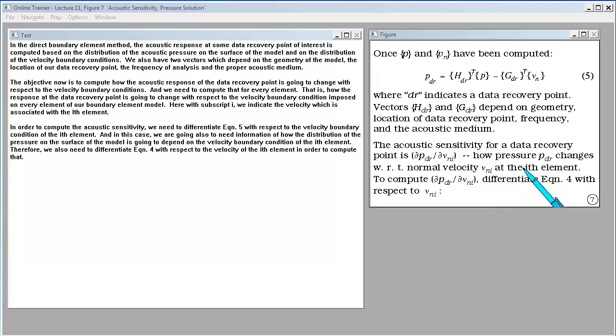In order to compute the acoustic sensitivity, we need to differentiate equation 5 with respect to the velocity boundary condition of the ith element. And in this case, we are going also to need information of how the distribution of the pressure on the surface of the model is going to depend on the velocity boundary condition of the ith element. Therefore, we also need to differentiate equation 4 with respect to the velocity of the ith element in order to compute that.